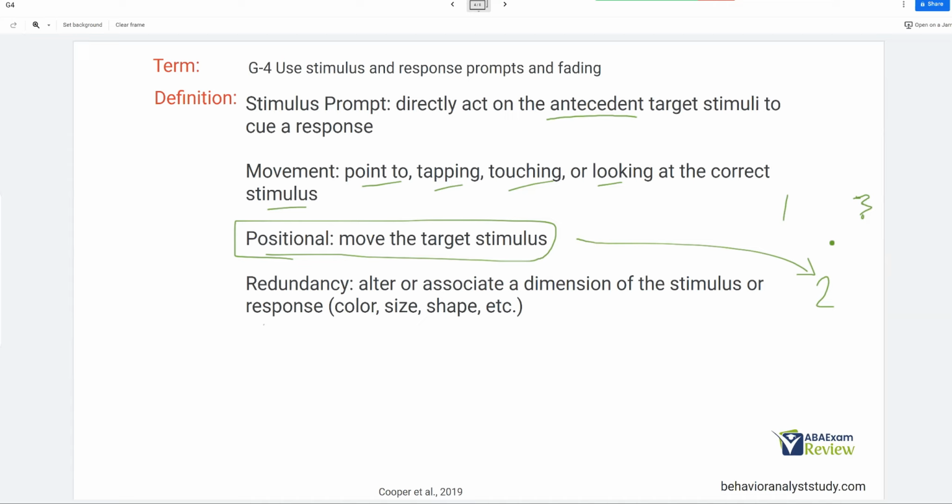Again, we're acting directly on the stimuli. That's the difference between a response prompt and a stimulus prompt. As an RBT, if you worked it as an RBT, this wasn't as important. As a BCBA, you've got to know the difference. Am I acting on the response or the stimulus?